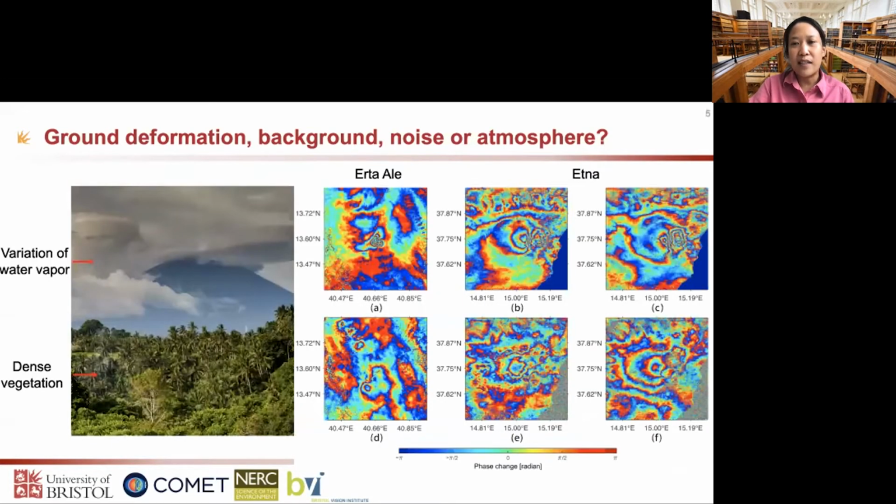So the main issue is water vapor, which can appear in interferograms looking like many fringes as well, as shown here. The top row are the real deformation signals, but the bottom row are atmospheric effects. So here we want to classify the deformation from other signals like background, noise and atmosphere, like you see in the equation shown in the previous slide.